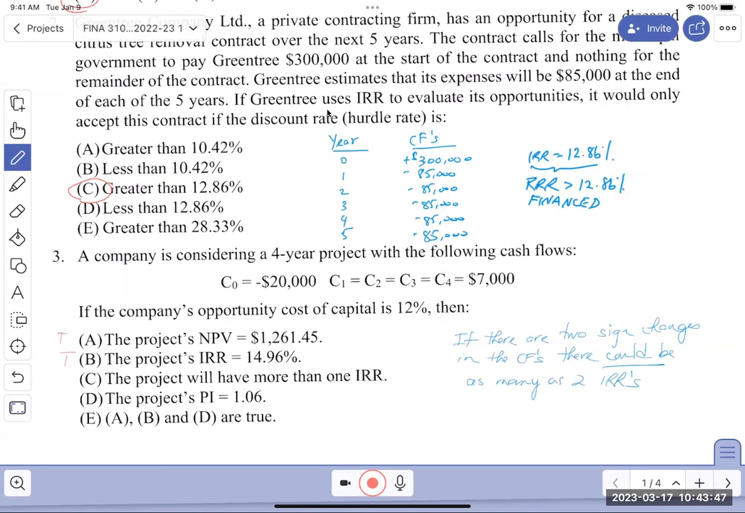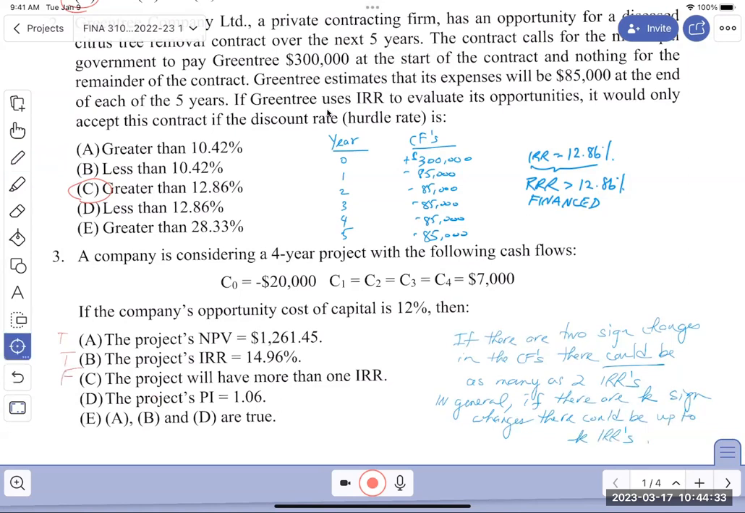In general, if there are K sign changes, there could be K IRRs. Okay, it's just a general approach for the polynomial solving it. All right, so in this case, though, there can't be more because it's just one sign change. PI you'll see in the notes.